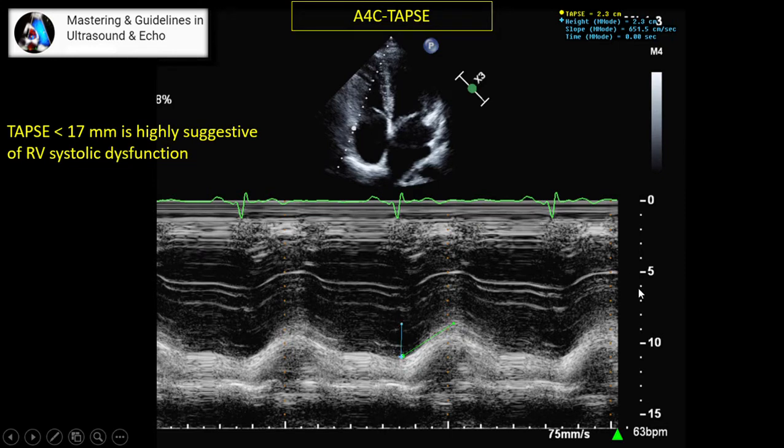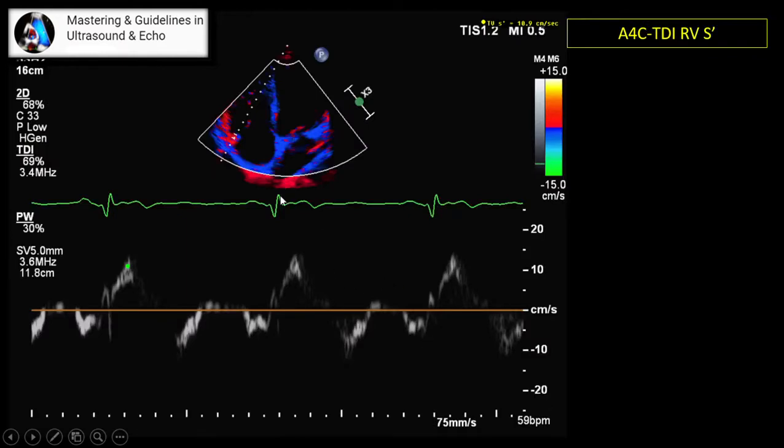This will be our TAPSE, and TAPSE less than 17 millimeters is abnormal and gives us an idea there is most probably systolic dysfunction of the right ventricle, only if we don't have heart surgery, or too much calcification or some pathologic process at the tricuspid and lateral wall of the right ventricle. Then we do tissue Doppler on the lateral.